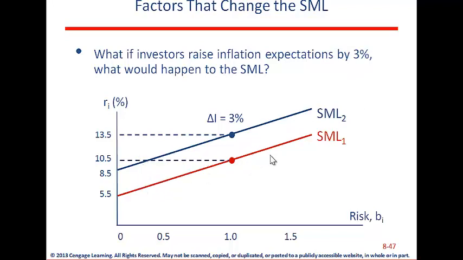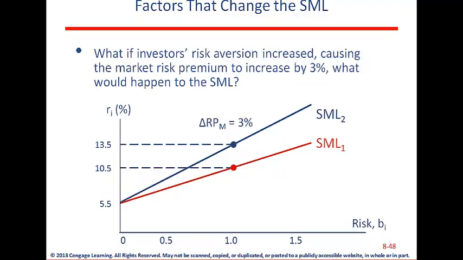Then we have the collections company. As I suggested, this is our countercyclical security, and in this case we have a negative beta. So in this case, SML1 and SML2 both have a risk-free rate. Then one final slide we'll look at.